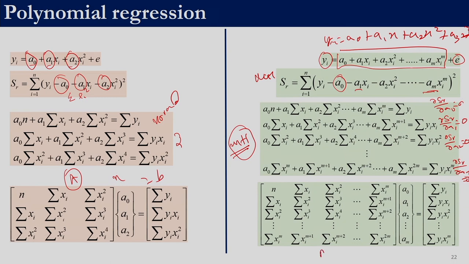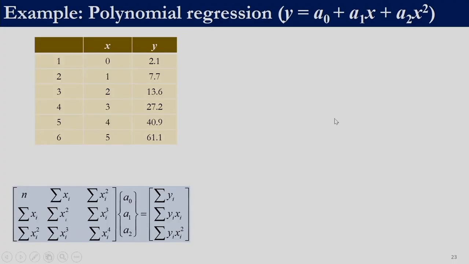Again, they can be put in the standard Ax equal to b form, because all these m plus 1 equations are linear. So now let us look at an example for polynomial regression. These are our data points. We have 6 data points, and these are our 3 normal equations.